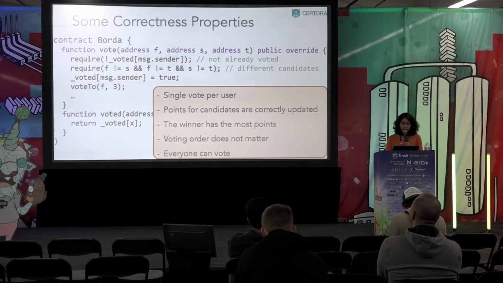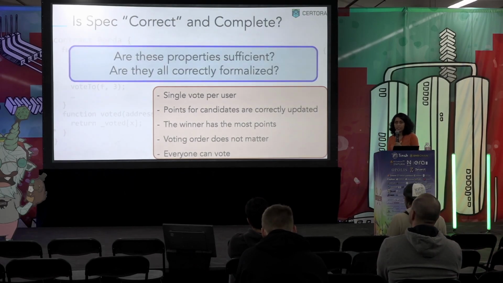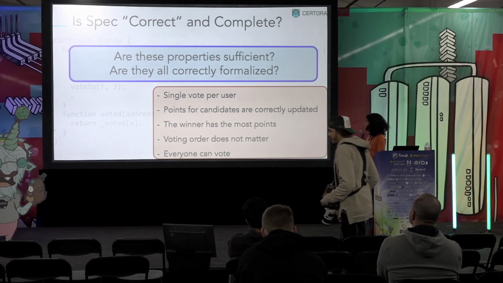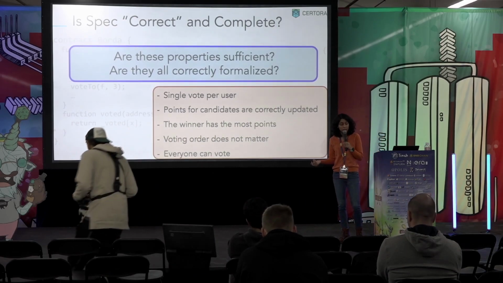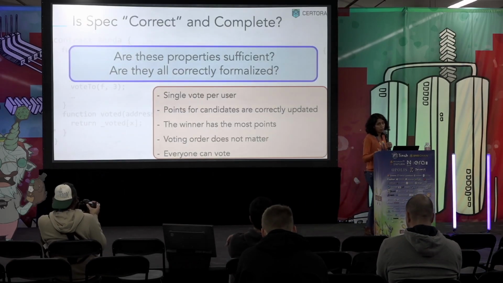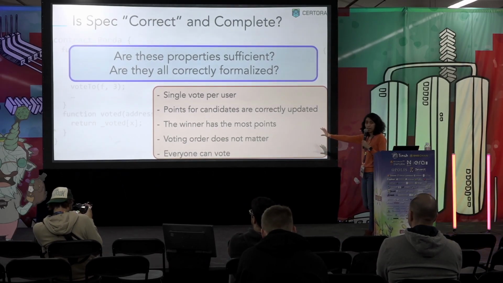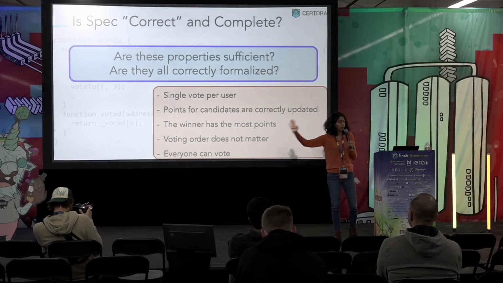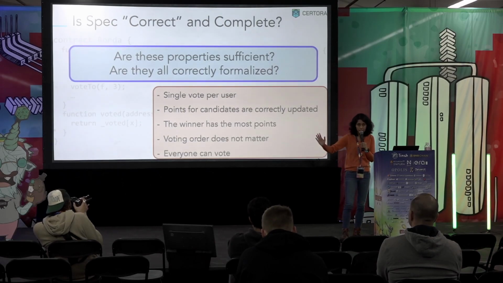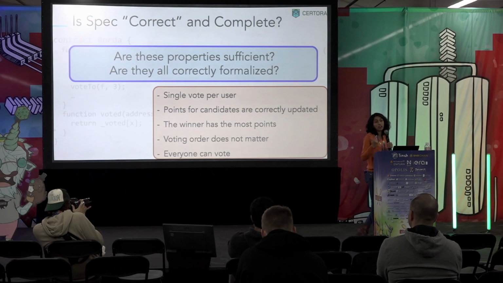But now the question is, is this enough? Did I think this through? Are these all the properties that actually matter, or are there some properties that I forgot? And more importantly, this is written in English, right? So if you want to do formal verification, you want to first convert that to some logical representation. And that representation can also have bugs in it.